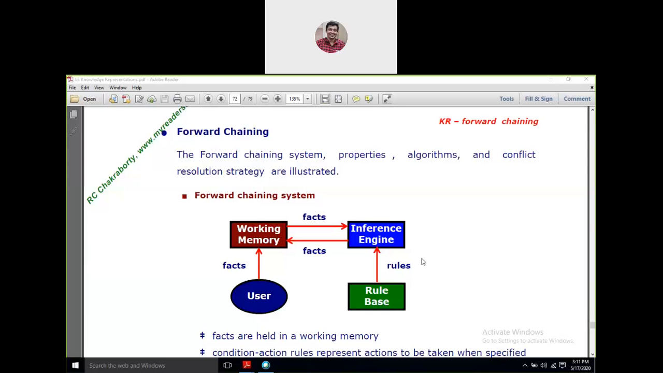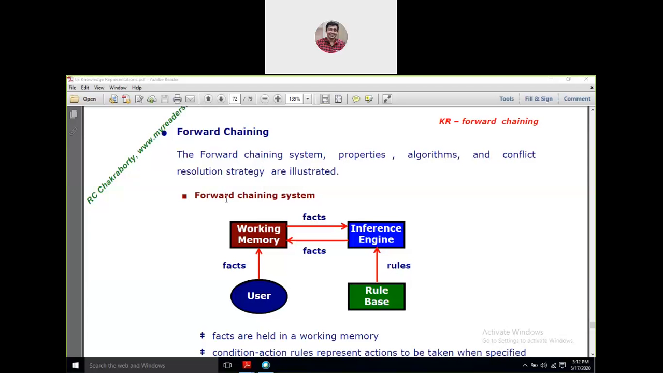Okay, now let us gradually move again. Now here you can call it the basic architecture for the forward chaining mechanism. The forward chaining system has certain properties, algorithms and conflict resolution strategies, and they are illustrated in this diagram. What is there in these diagrams?